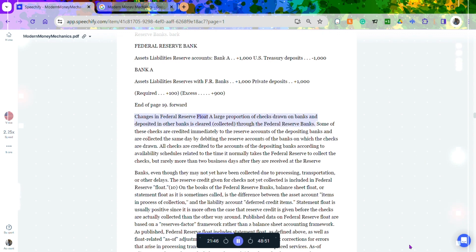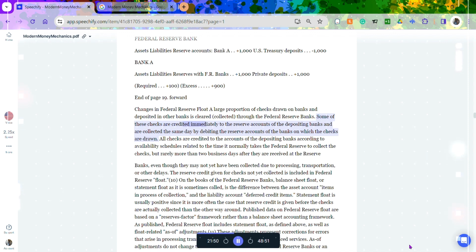Changes in Federal Reserve float. A large proportion of checks drawn on banks and deposited in other banks is cleared, collected, through the Federal Reserve Banks. Some of these checks are credited immediately to the reserve accounts of the depositing banks and are collected the same day by debiting the reserve accounts of the banks on which the checks are drawn.